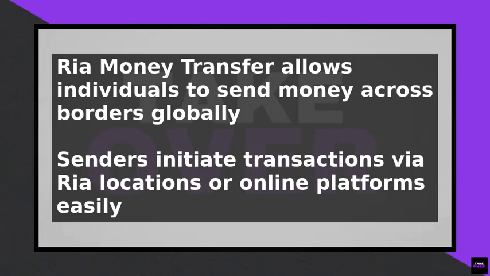First, the sender initiates the transaction by visiting a Ria location or using the Ria website or mobile app. The sender provides the recipient's details, including their name, location, and the amount to be transferred. The sender then pays the transfer amount and the applicable fee.